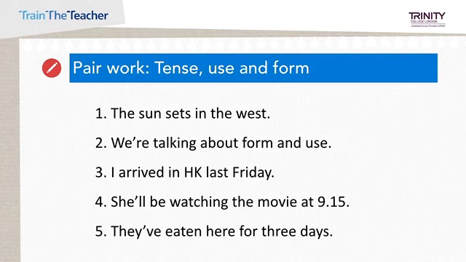Number 1, the sun sets in the west. So for the form, if it's a tense, we usually underline the subject and the verb form. In this case, the sun sets, which is the present simple tense. So with a sentence like, the sun sets in the west, it's likely that the context we're using this in is for statements of fact that don't change.